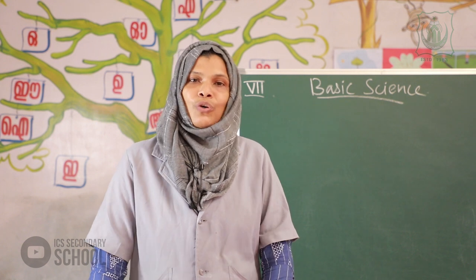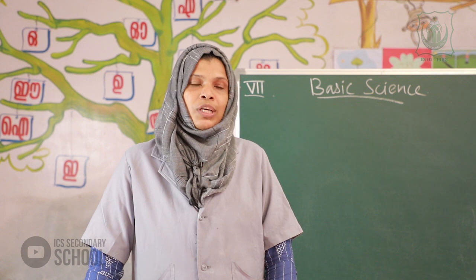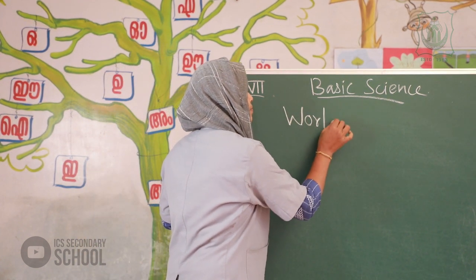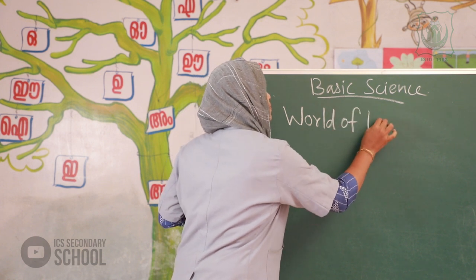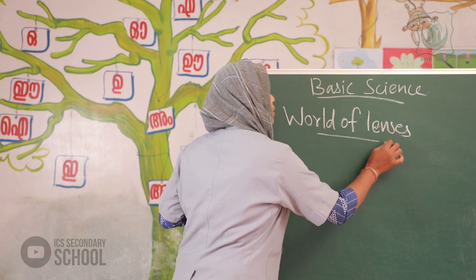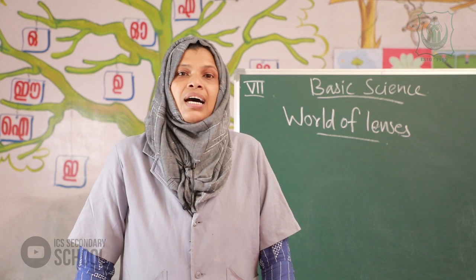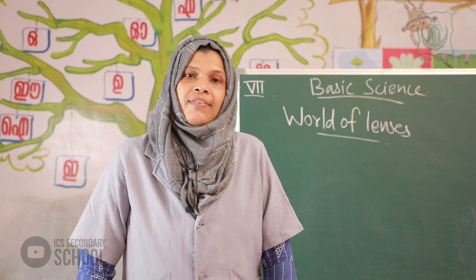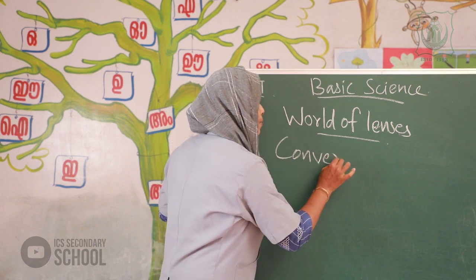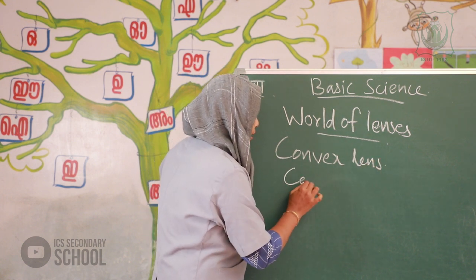Today we are going to study some objects that pass light through them. They are the world of lenses. There are two types of lenses: convex lens and concave lens.